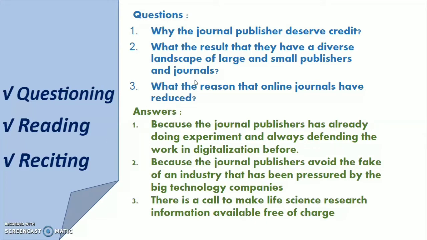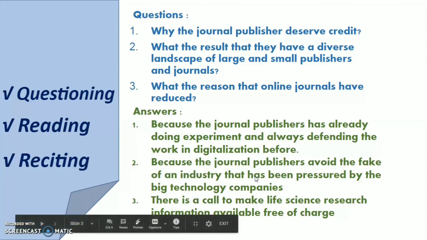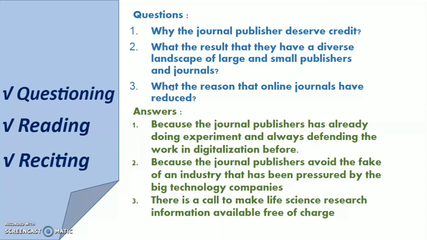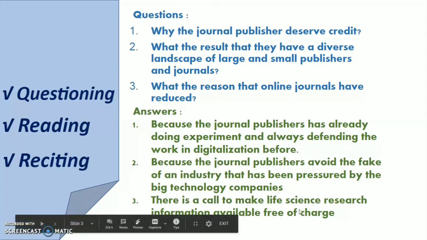For the first question, my answer is because the journal publishers had already been experimenting and always developing work in digitalization before. And for the question about the result that they have a deserved landscape of large and small publishers and journals, my answer is because the journal publishers avoided the fate of an industry that has been pressured by the big technology companies. And for the last question, what the reason is that online journals have reduced, my answer is that there is a call to make life science research information available free of charge.